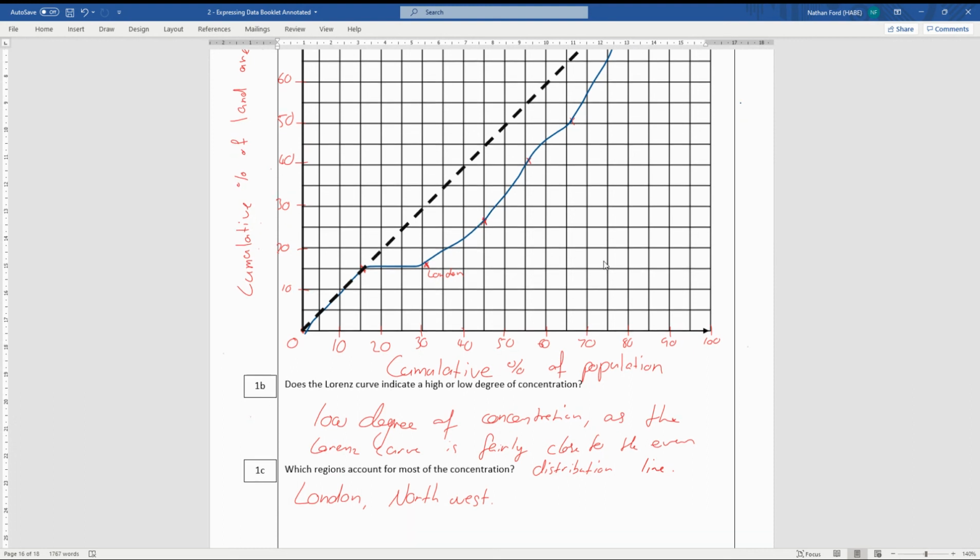I hope that's helped you be able to draw a Lorenz curve. There's one after this that I want you to do yourself.